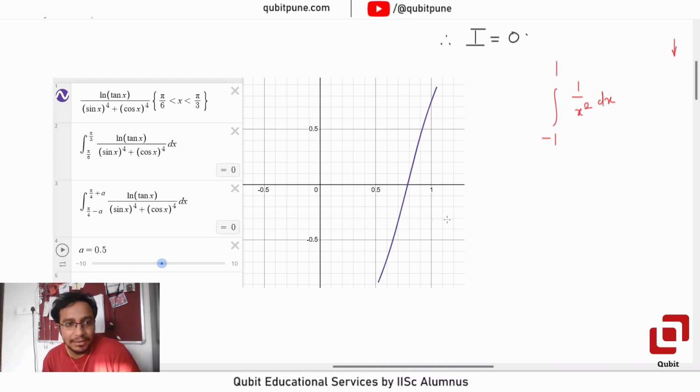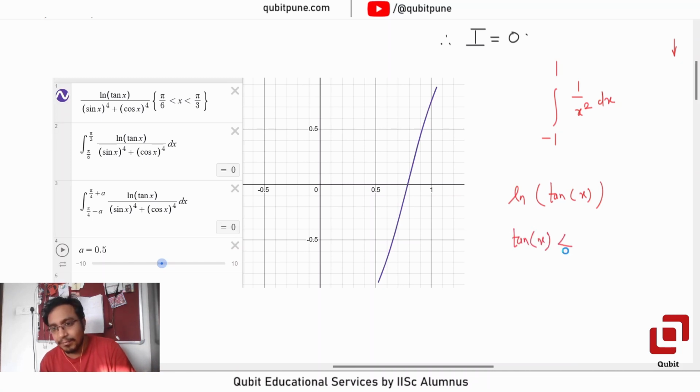Just like that, here look, we also need to take into consideration the domain of ln tan x, because sin raised to 4x plus cos raised to 4x, we know what its domain is. Its domain is the set of all real numbers, and additionally both of them are never negative, both of them are never 0. So there is no question of the denominator being 0, but there is definitely a possibility of the numerator being undefined. And when is that going to happen? That is going to happen when tan x is negative, or 0. Is it clear?